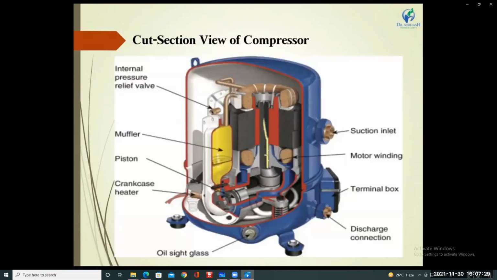This is the cut section view of the hermetically sealed compressor. First we have to show the hermetically sealed compressor's outer steel casing. This blue portion is the hermetically sealed compressor casing, which is made from steel. These are the four legs of the compressor, which provide a base or platform.